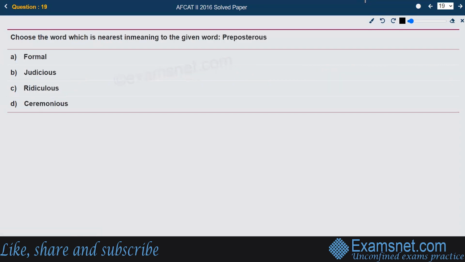Now choose the word which is nearest in the meaning to the given word. That means we are supposed to find out the synonyms of the given word. The first word is preposterous. Let's look at the options. One is formal. Formal means something where we have to behave in a certain way. That is what formal means, formal behavior. Next word is judicious, something related to the judicial system.